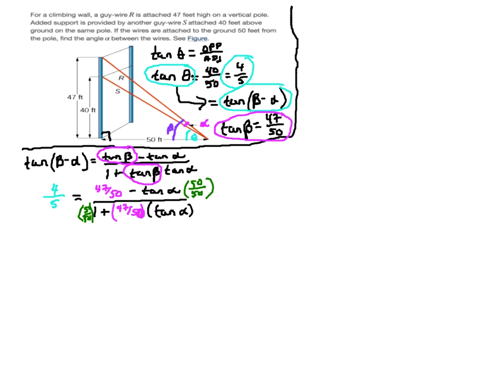Okay, let me clean this up a little bit. So we have 4/5 is equal to 47/50 minus, this is 50 tangent alpha over 50. Big divided by 50/50 minus 50 tangent alpha. No, I'm sorry, 47 tangent alpha. I went cross-eyed there for a second. Was looking in the numerator. Sorry.